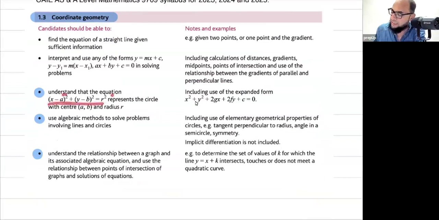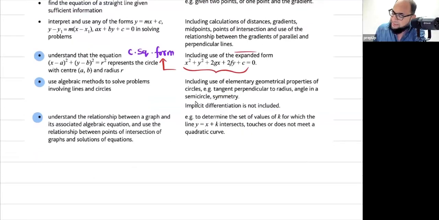Understand that the equation represents the equation of a circle. Center is (a, b), radius is r. This format is the completed square form of the equation of a circle, and if it's given in the expanded form, we will convert it into the completed square form. It further says, use algebraic methods to solve problems involving lines and circles. It could be related to simultaneous equations.